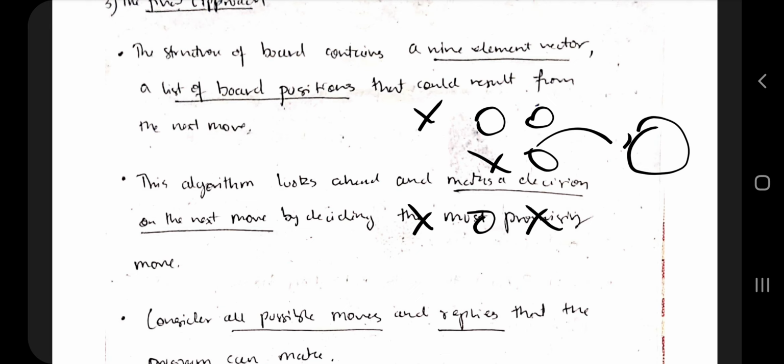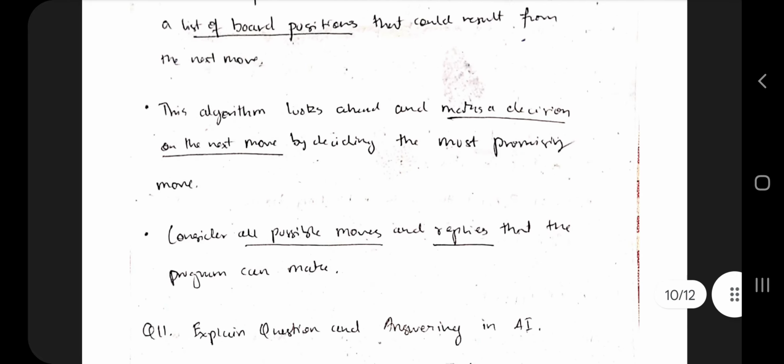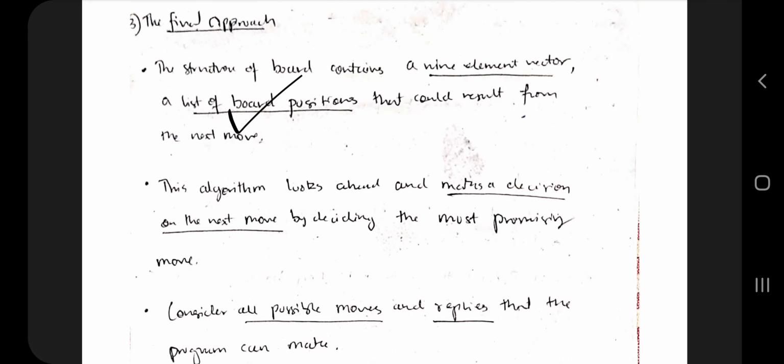Because if I put x here, he will win in this way. If you put x here, he will win in this way, right? Both possibilities are there, so it's not possible for the computer to win itself. So that algorithm is carried out, and all the possible combinations are carried out. Only the winning things will be taken and applied. The algorithm looks ahead and makes a decision based on the next move by deciding the most promising move.